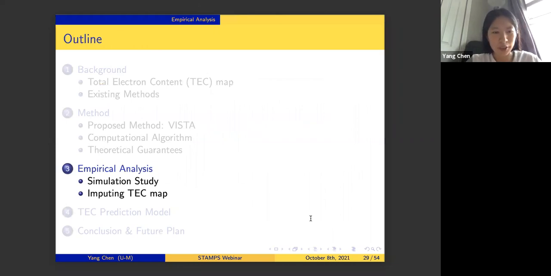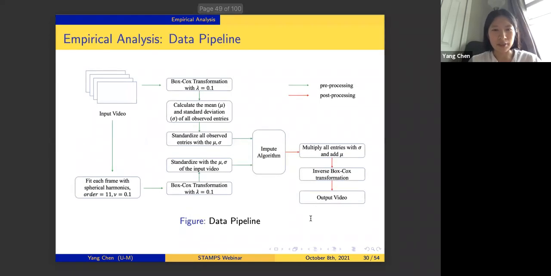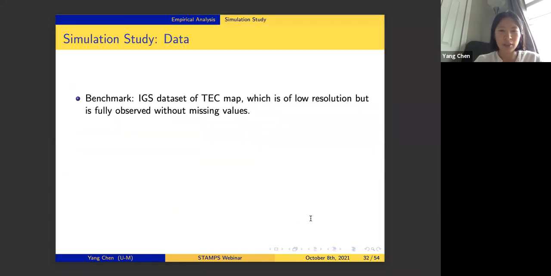And now I just want to show some empirical results coming out of our VISTA method, both from simulation studies and from the imputation of the total electron content maps. The design of the simulation studies is to mimic what is really going on with the real data, especially in terms of the missingness. The benchmark data that we're using is the IGS database, which I introduced at the beginning of the talk. This is a lower spatial temporal resolution dataset, but it is a full dataset. There's no missingness in this dataset, and it's also about TEC values. So we use this as a benchmark in our simulation studies and artificially create missing values according to different patterns that we design, trying to showcase our performance using this dataset.